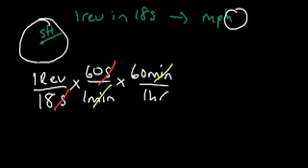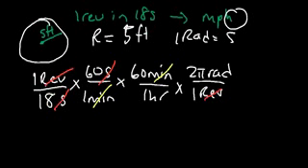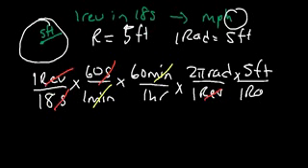One revolution is one complete rotation, which is 2 pi radians per revolution. 2 pi is 360 degrees. So the units revolution cancel. So now we need to convert radians into feet. And that's where the radius comes in. The radius is the measure of a radian. Notice that the words sound similar, radius, radian. So if the radius is 5 feet, you need to understand that 1 radian is equal to 5 feet. So therefore, it's 5 feet per radian.